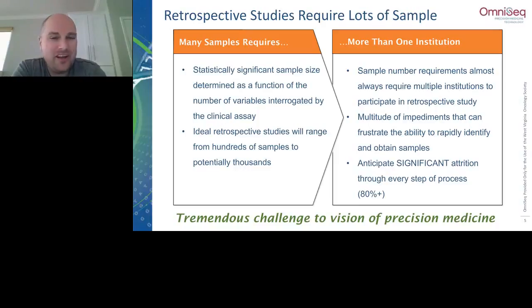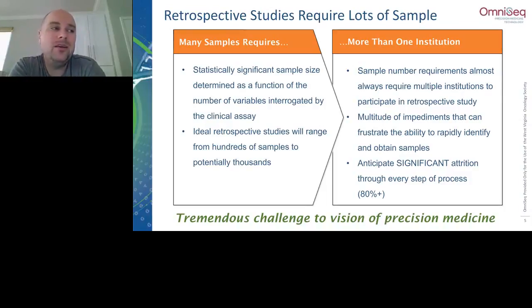One of the biggest challenges, and I think this is really where the rubber meets the road on this issue, is the significant attrition that can be expected as one goes about trying to obtain samples for a retrospective study. In our experience and in the experience of others that I've anecdotally surveyed on this topic, the attrition rate for actually pulling in retrospective samples is very significant.